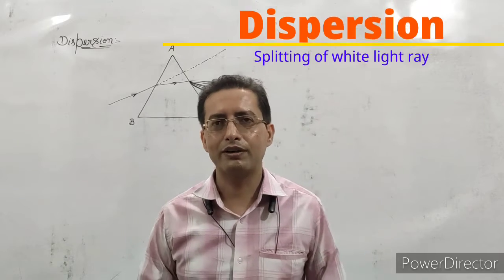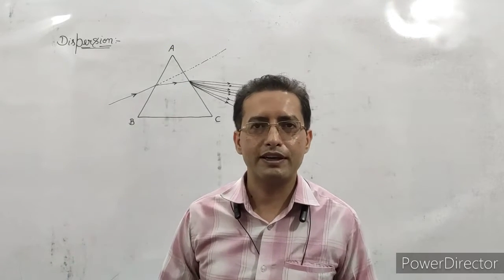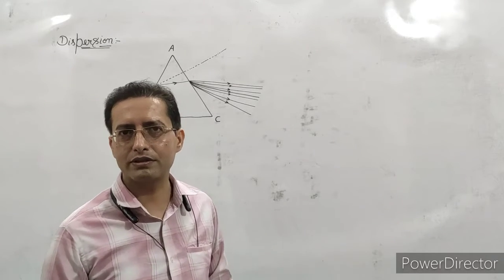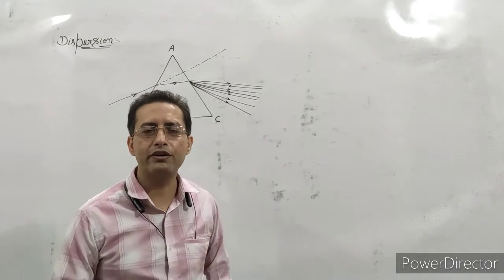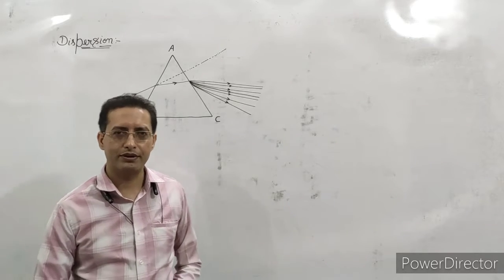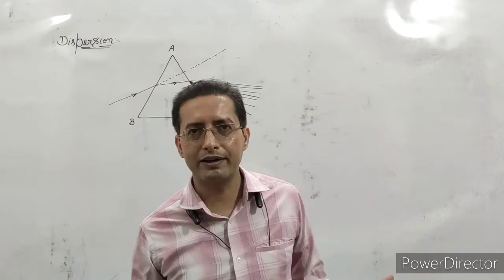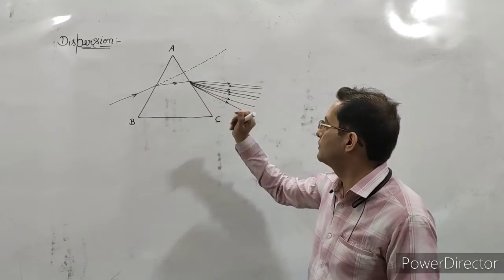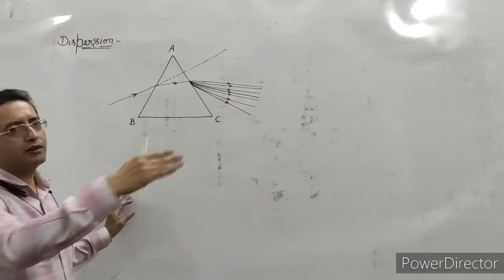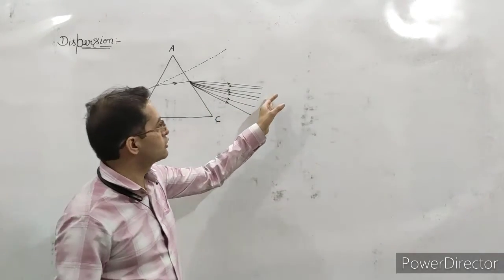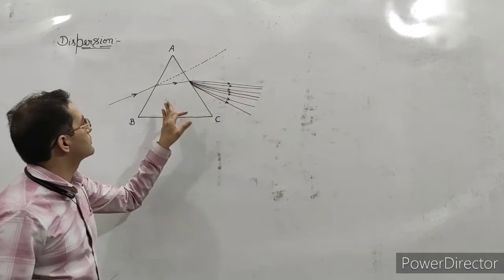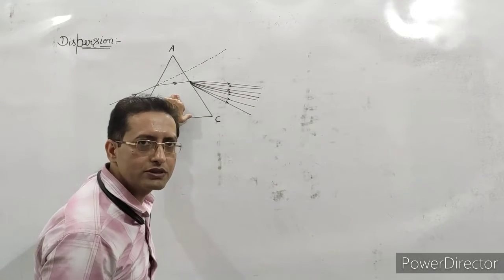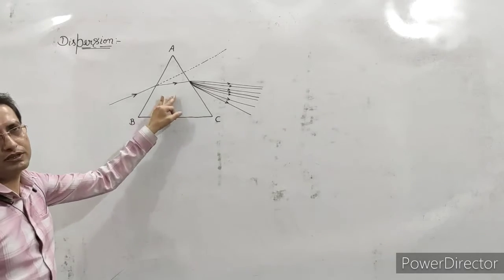First of all, we should find out what dispersion is. The splitting of the white light ray into its 7 constituent colors, from which it is made, is known as dispersion. Whenever the light ray passes through a prism, we will observe that it splits up into its 7 constituent colors. So the splitting of the light ray into its 7 constituent colors is known as dispersion.